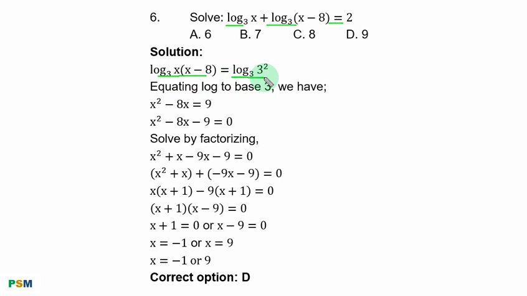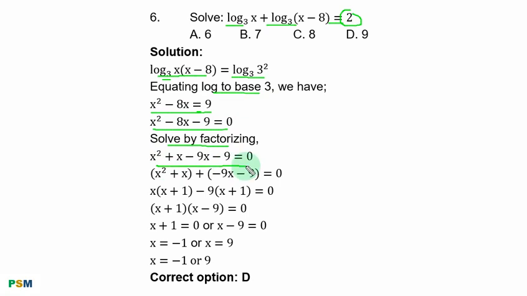Don't forget, anything you are writing, when you reverse it, you must have 2. Because the given base is 3, here we can write log 3 base 3, which is 1. So you have log 3 power 2 base 3. Equating log to base 3, we are left with the powers. The result is quadratic, so transfer 9 to the left hand side, you have it in this form. Solve by factorization, you have this result.